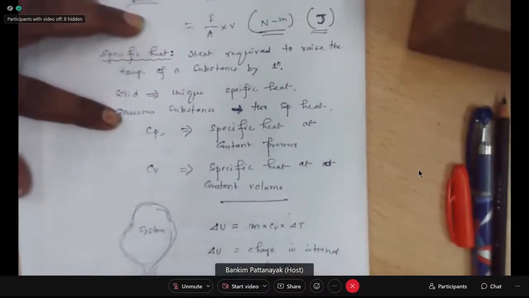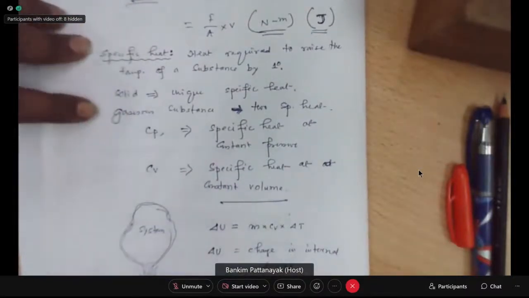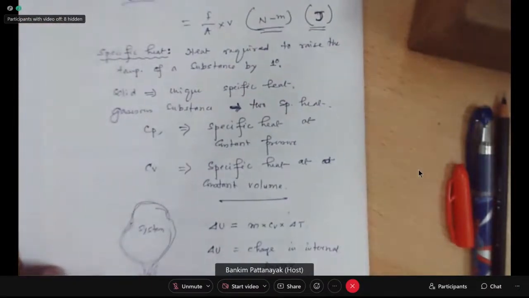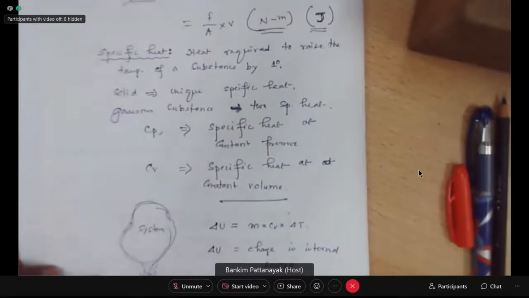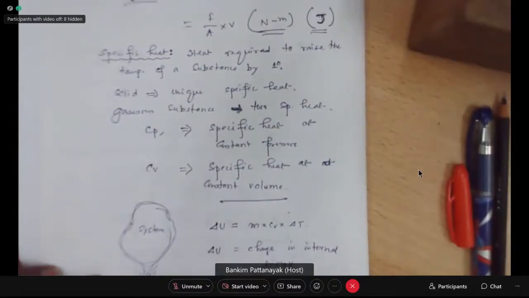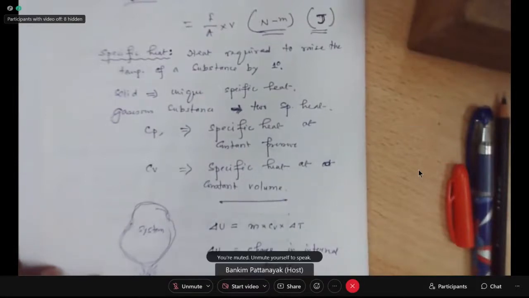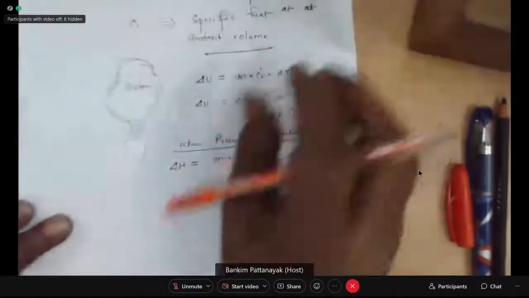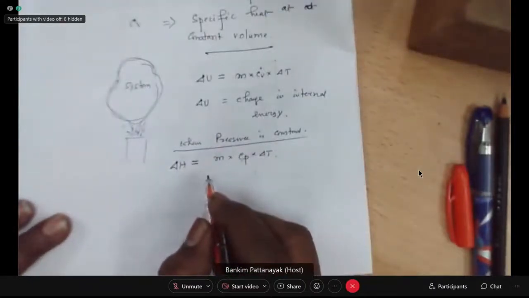If the pressure remains constant, in that case, we call it the enthalpy. When pressure is constant, the change of enthalpy del H is equal to M into Cp into del T. Cp is the specific heat at constant pressure. Cv is the specific heat at constant volume. So these are the two important formulas we have to remember.